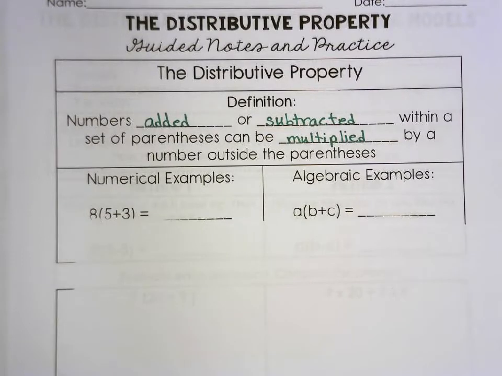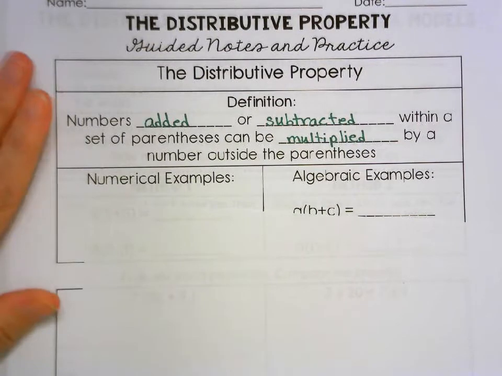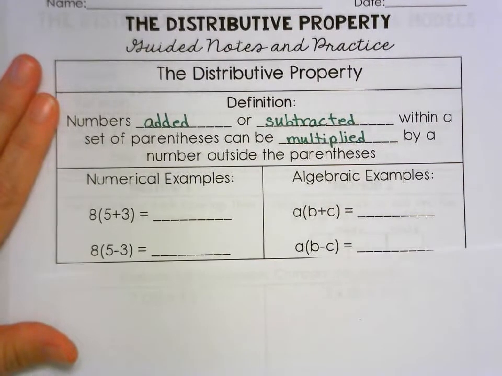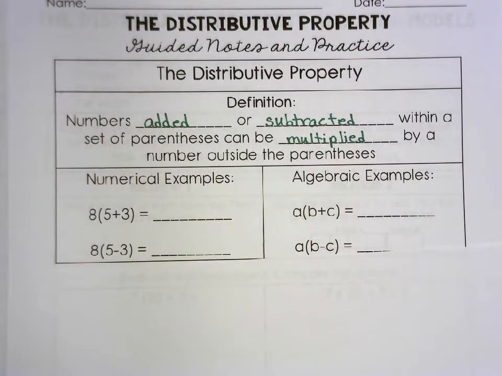One definition of the distributive property says that numbers added or subtracted within a set of parentheses can be multiplied by a number outside of the parentheses. And we can look at some examples. If we look at the numbers here, you might say, well, what's the big deal with that?